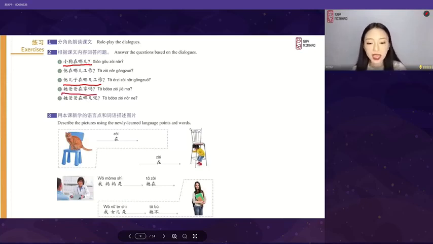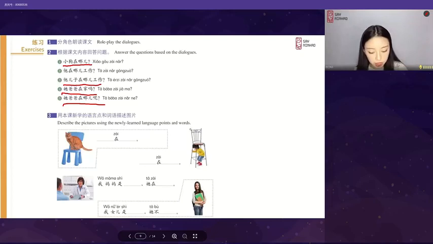他爸爸在家吗？ Is her father at home? So the answer is, 他爸爸不在家。 His father is not at home. And 他爸爸在哪儿呢？ Where is his father? 他爸爸在医院。 Okay, now let's move on to our exercise.